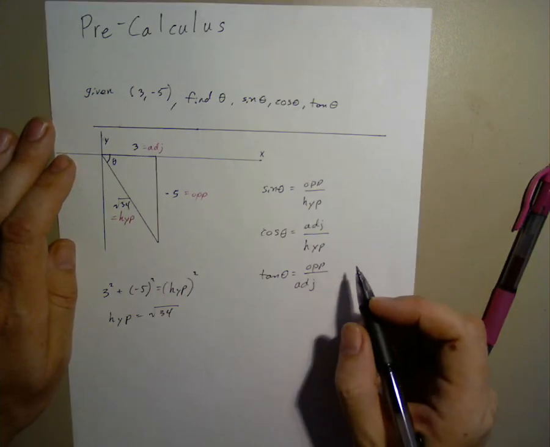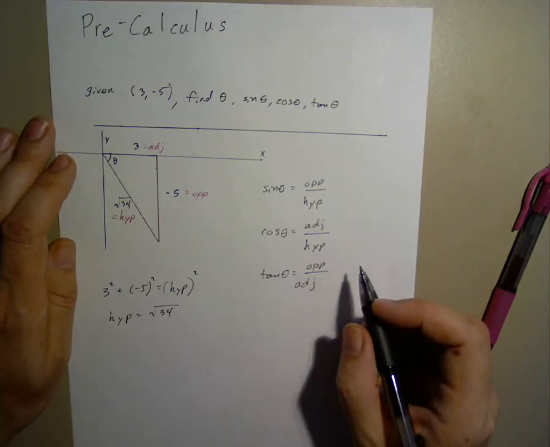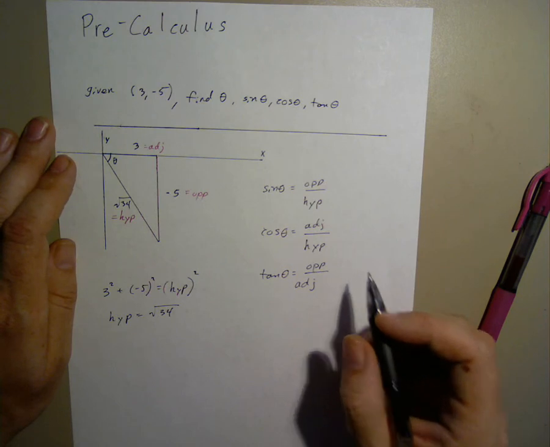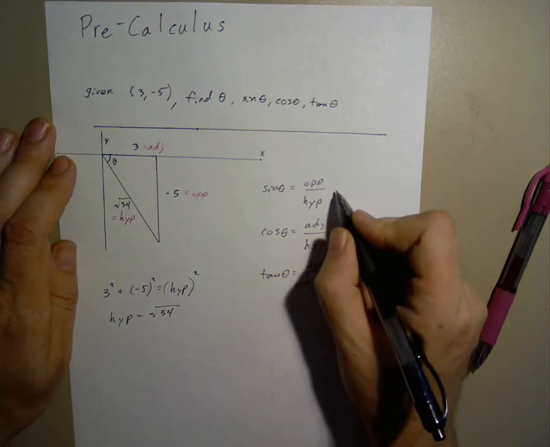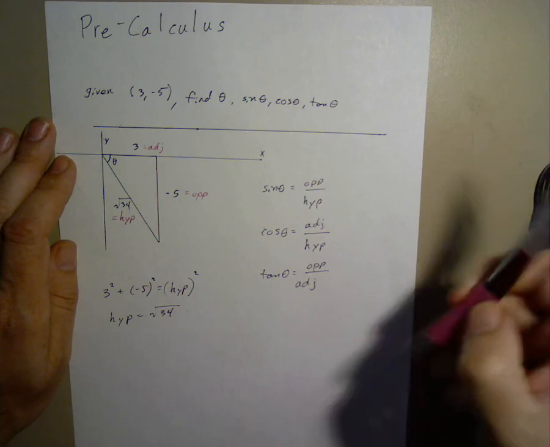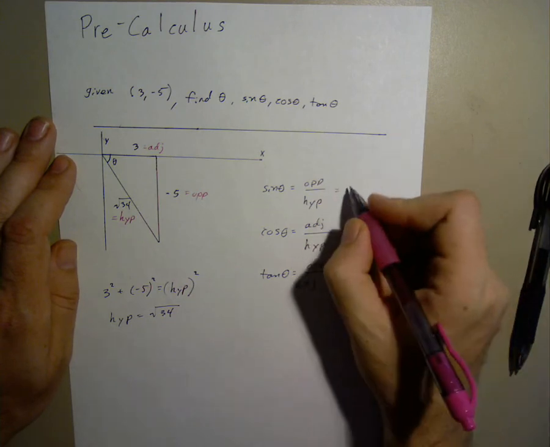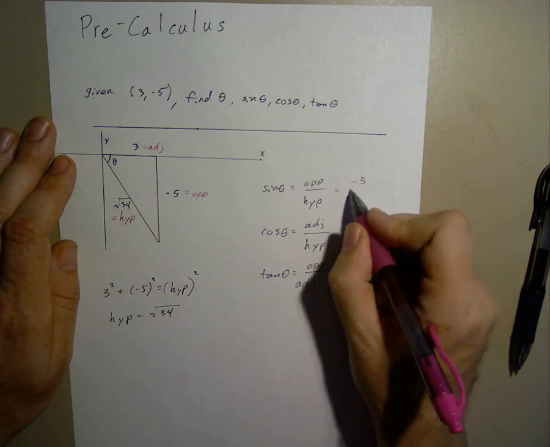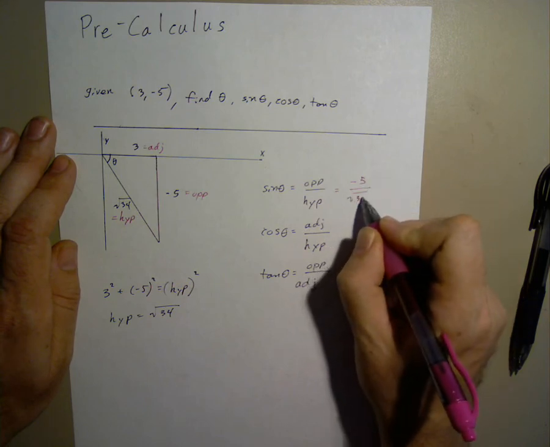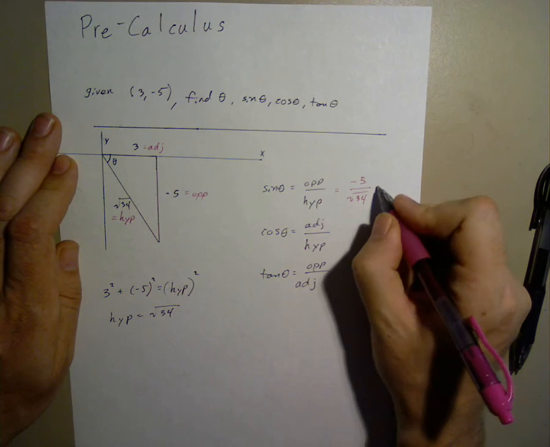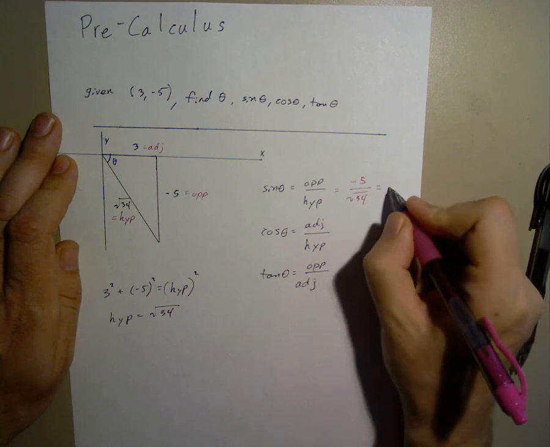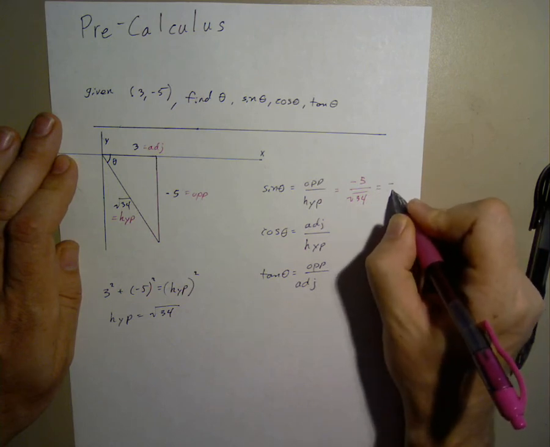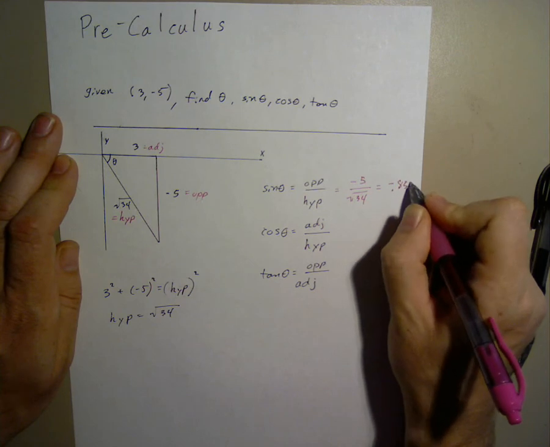From here, finding the ratios sine, cosine, and tangent is very straightforward. Sine is opposite, -5, over square root 34. This is approximately -0.857.